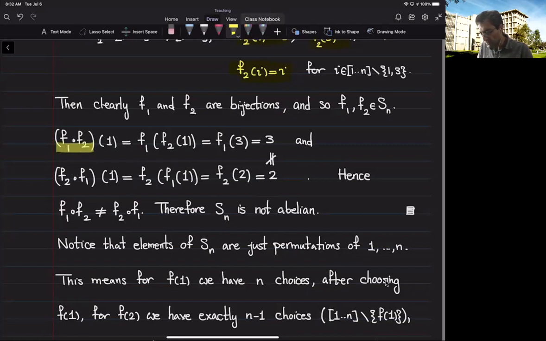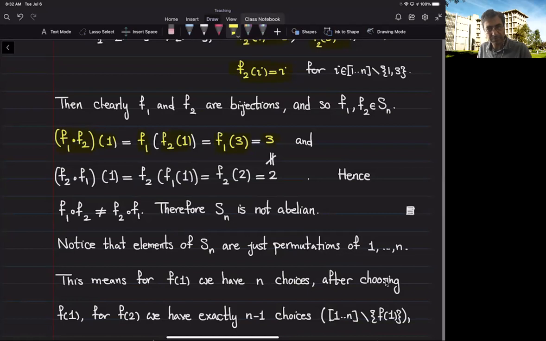f1 ∘ f2 of 1, what is this? It is f1 of f2 of 1. f2 sends 1 to 3, so f2 of 1 is simply 3. And f1 fixes 3, so f1 of 3 is simply 3. So the value of this function at 1 is going to be 3.